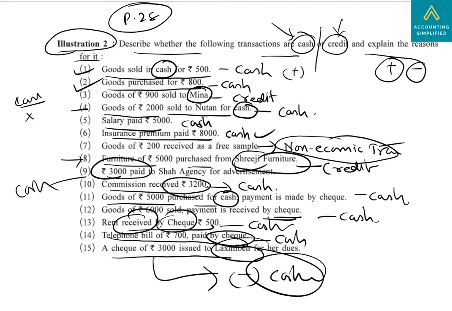Sir, you explained it very easily. Okay, so from this Illustration number 2 we should know exactly whether we have understood if a transaction is a cash transaction or a credit transaction.